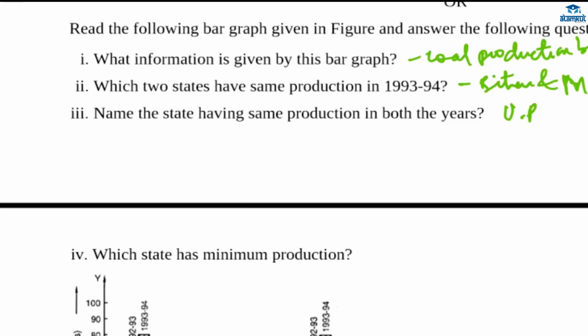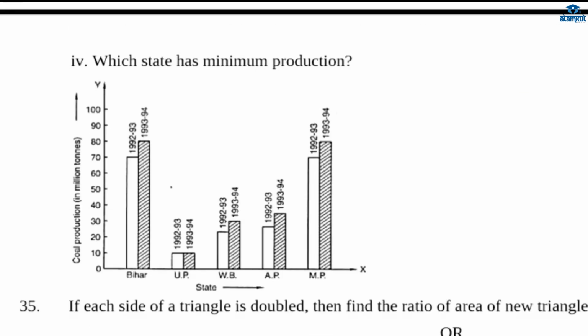Like the first one, the question is what information is given by this bar graph. What type of information can you find out by looking at this bar graph? From this bar graph, you can see coal production by different states in the years 1992 to 93 and 1993 to 1994. In which state, in this year, what was the coal production? This is represented by this bar graph.